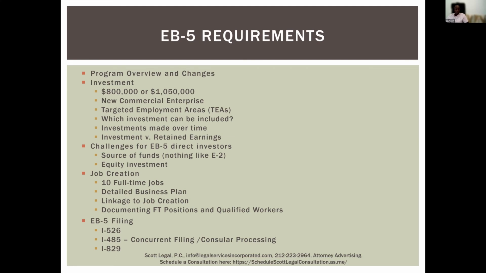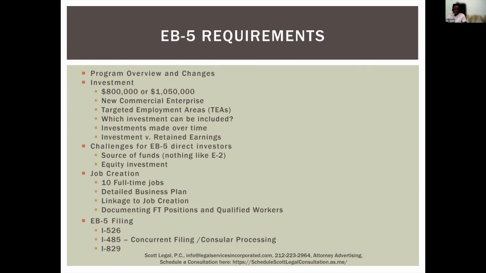This does require a very detailed business plan if you're doing direct investment. That's what the EB-5 direct is when you're starting your own business and investing. And we mentioned already that the investment has to be linked to job creation. What happens is when you get this approved, then 2 years later, to get your green card, you have to go back to the government and show that you actually have hired the 10 full-time workers. So that's something to keep in mind that you have to do.